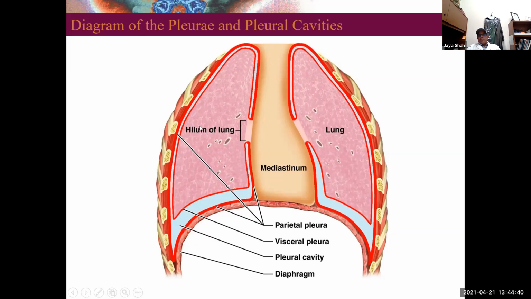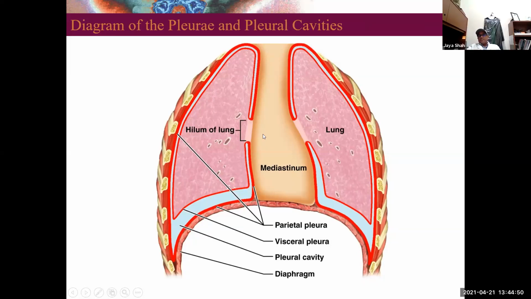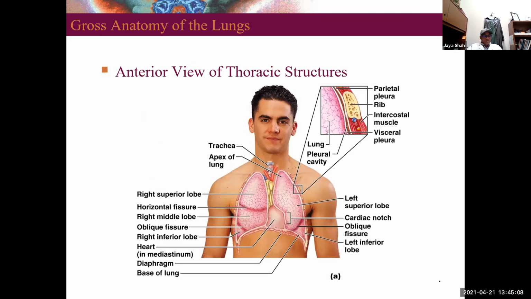And what returns back from the lungs? Which vein takes oxygen-rich blood from the lungs to the left atrium? The pulmonary vein. Good, good. So these things enter and exit at the point called the hilum of the lungs, on both sides. Okay.